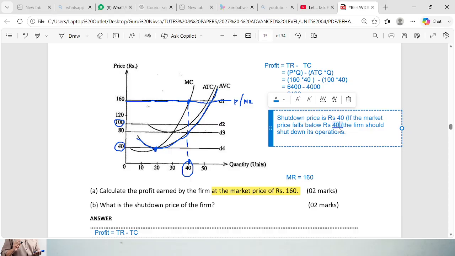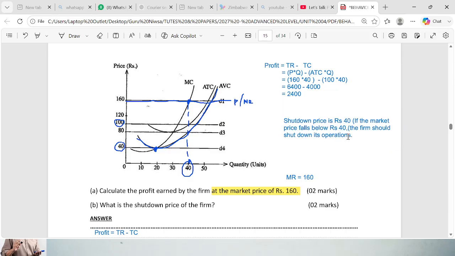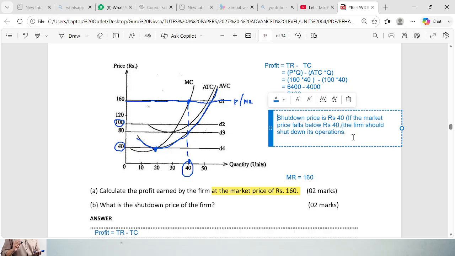If the price cannot even cover the average variable cost, clear? Price is not enough to cover at least average variable cost, not the total cost. No, not the total ATC, average variable cost. Okay, this is the point where the firm should shut down its operation.